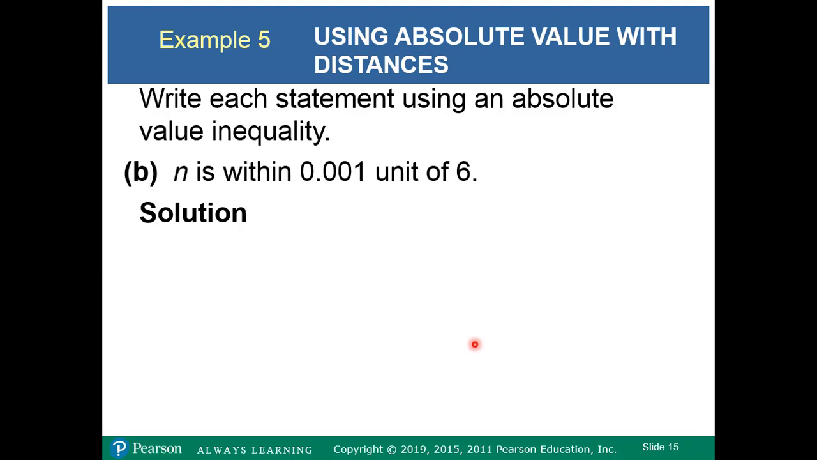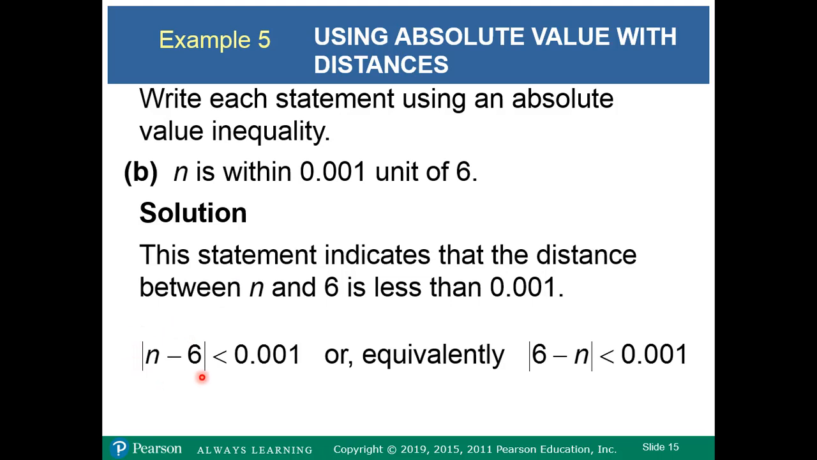So now what about this one? This one says n is within 0.001 unit of 6. Okay, so some number n is within 0.001 unit of 6. So here we know that the distance from n to 6 is what? Within is like less than. So less than 0.001. Okay, so this would be an absolute value, right? So we're going to say the absolute value of n minus 6, or 6 minus n, is less than 0.001.